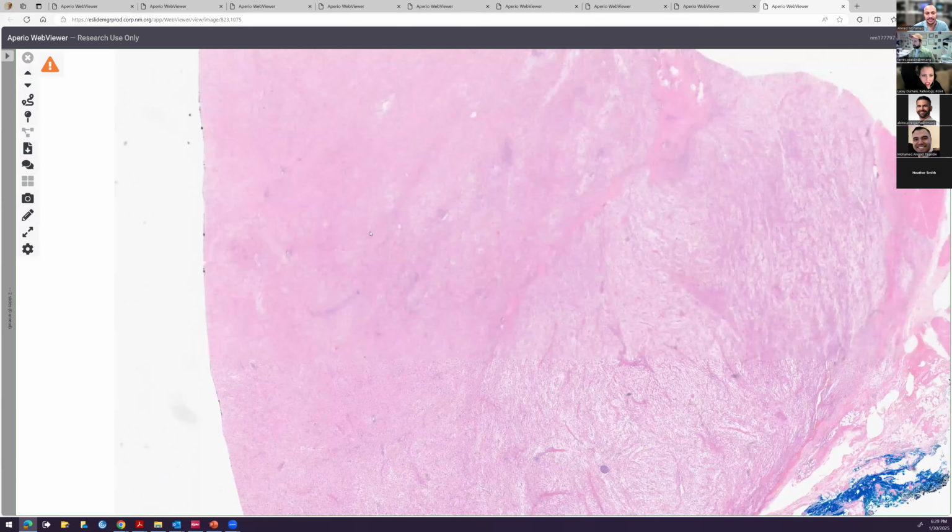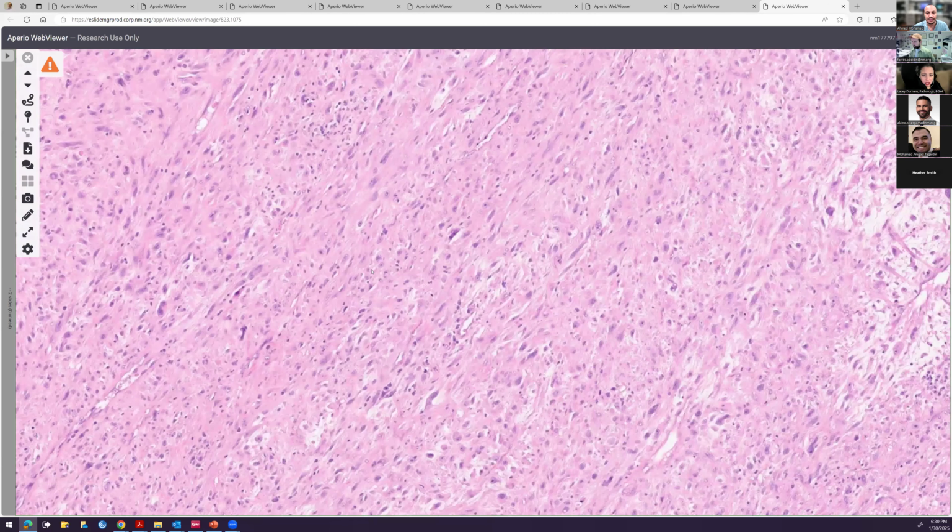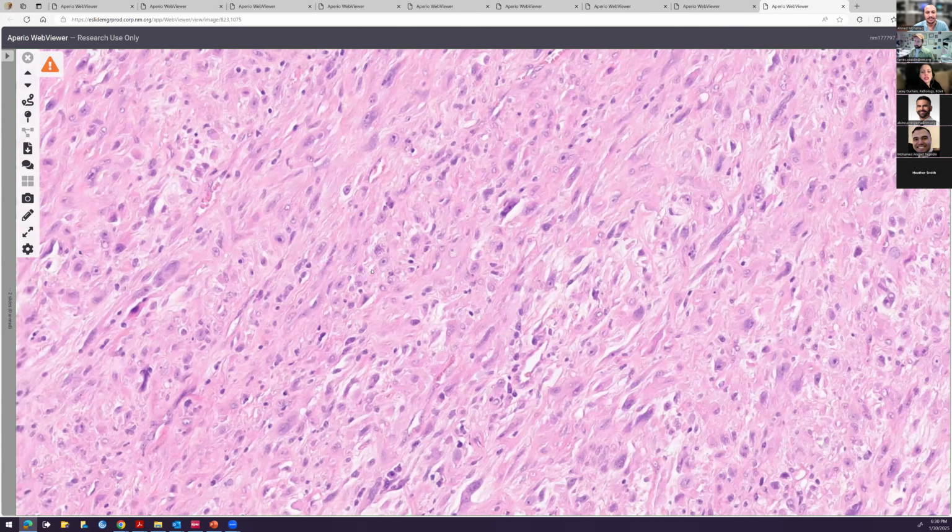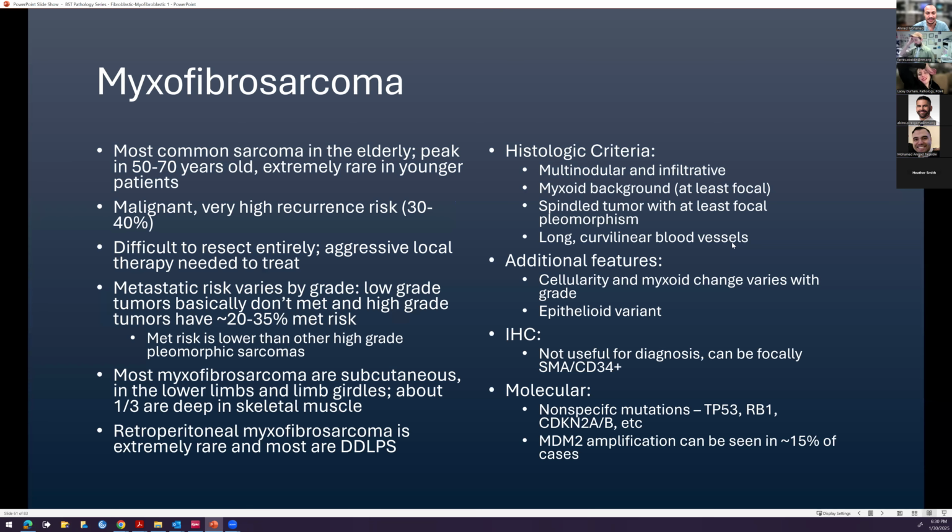And then over here, much more like a pleomorphic sarcoma, right? A high-grade tumor generally looks almost exactly like undifferentiated pleomorphic sarcoma, right? So just a high-grade pleomorphic tumor. So that's myxofibrosarcoma. All right, let's talk about it because it's one of the most important tumors that we'll learn about, right?